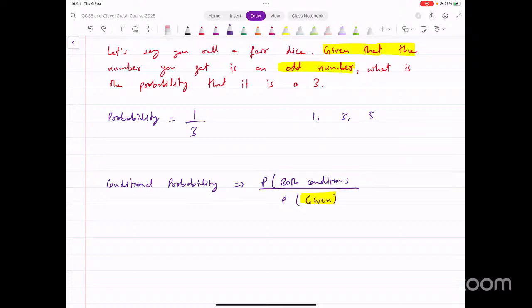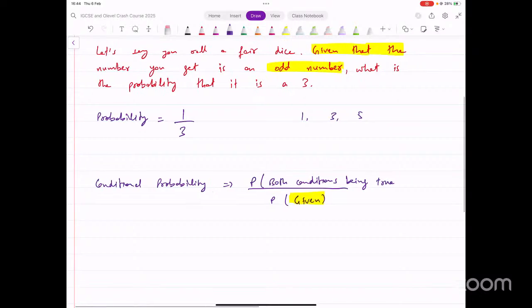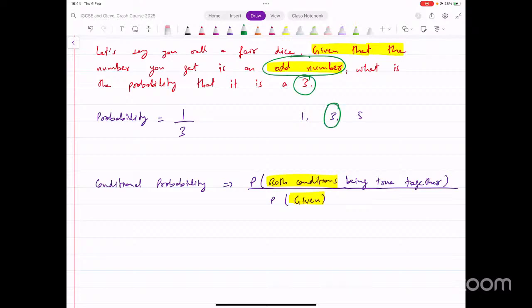Both conditions being true together. So what does that mean? In the denominator, you have what is given. What is given in this case? Odd number. How many odd numbers do we have here? That's 3. In the numerator, both conditions should be true. With both conditions, it should be an odd number and it should be a 3. How many possible outcomes do we have there? It's 1. So that's what your numerator is going to be.